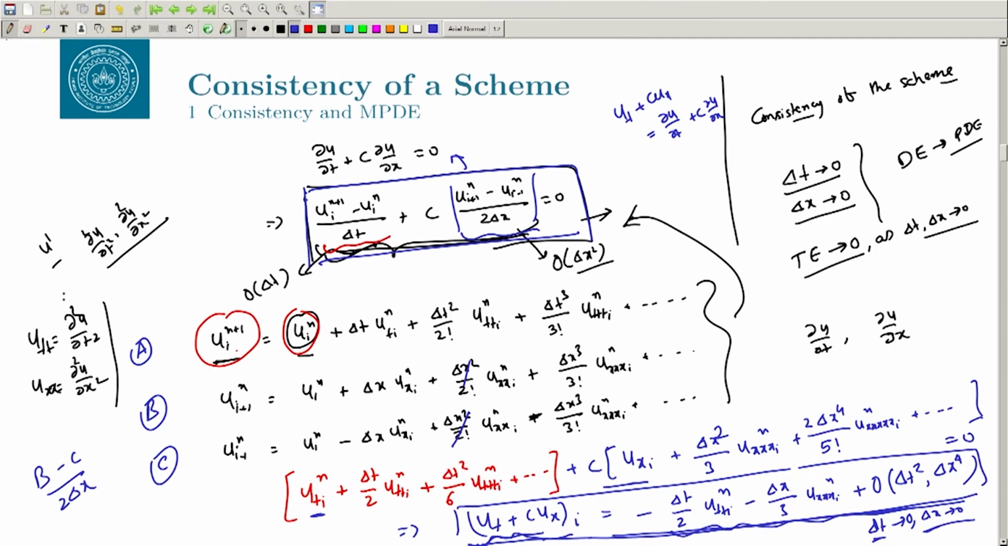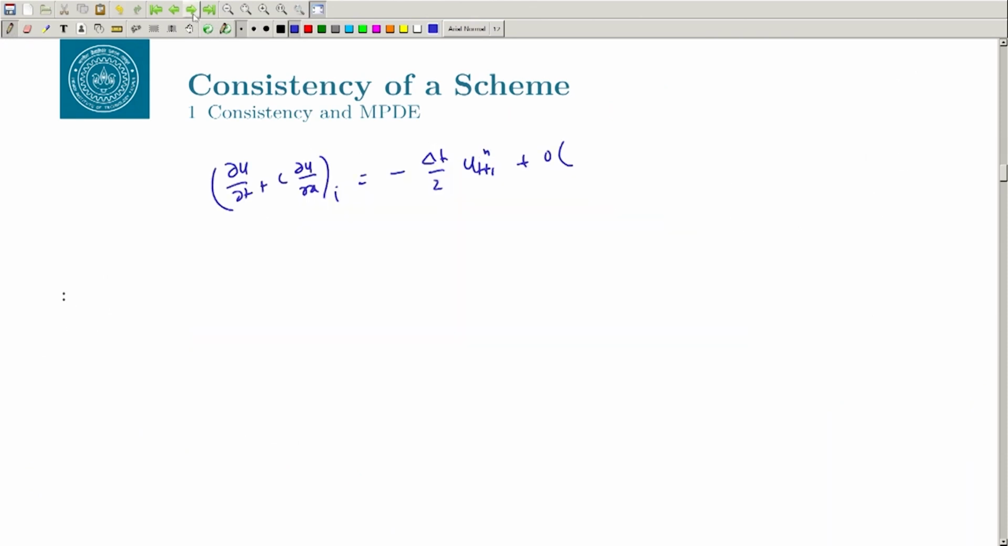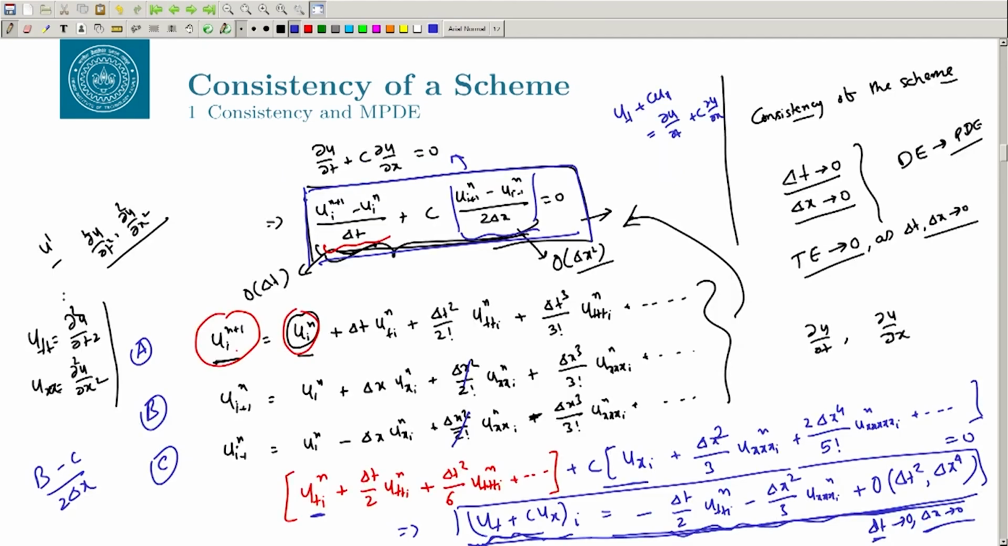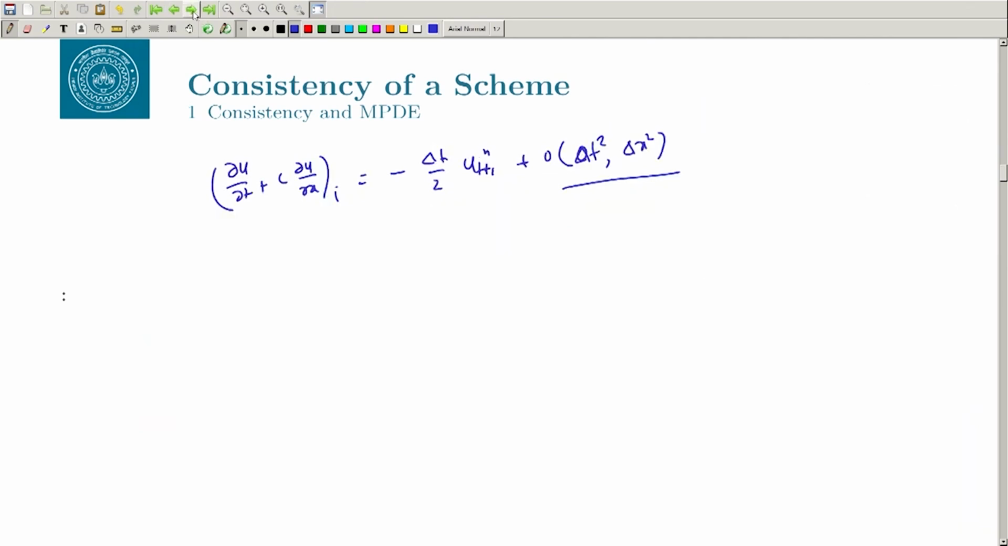So, that will become delta x square. We have written delta x square by 3, so just retain that term: order delta t square, delta x square. Now, we have put all these terms together and we are just retaining the first term here. So, when we are trying to solve using our FTCS scheme, we are basically solving this problem.